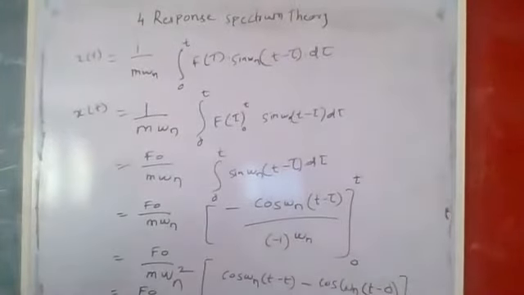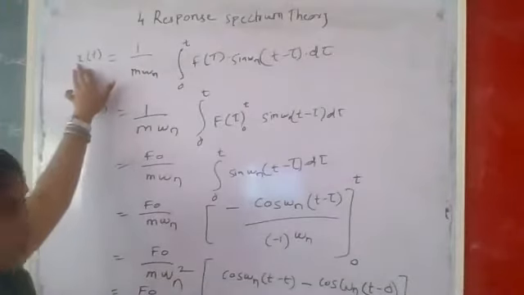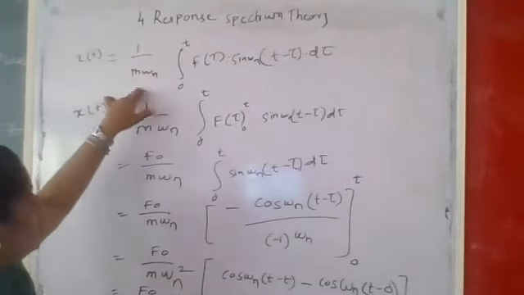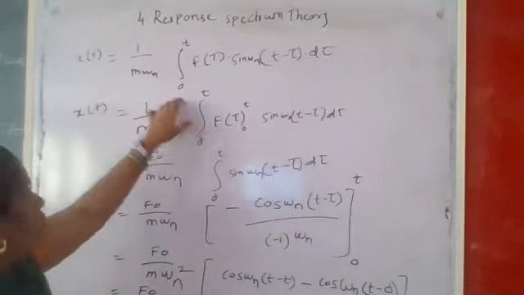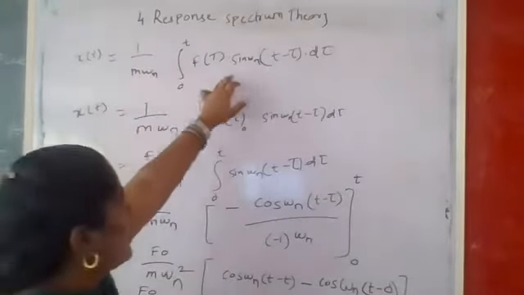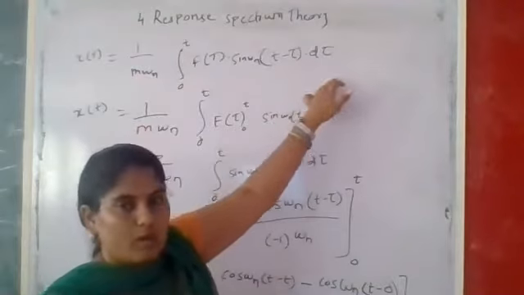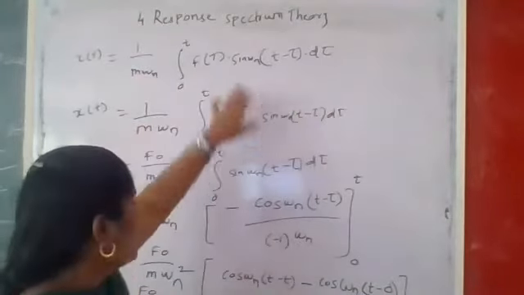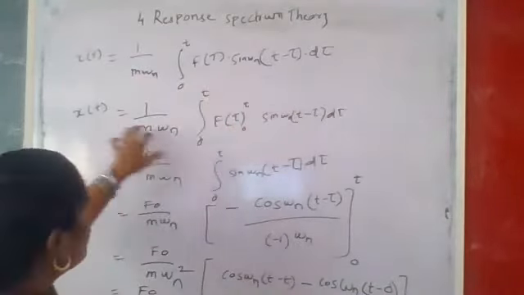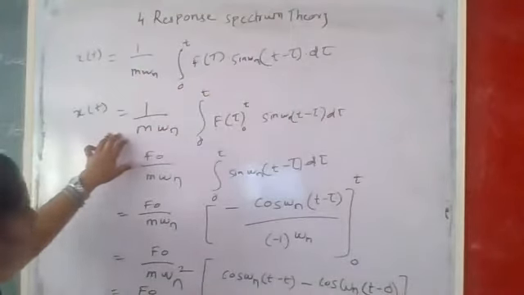Understand how I have solved this integration. We already know x of t is equal to 1 upon m omega n into the integration of 0 to t of f of tau into sine of omega n into (t minus tau) d tau. We have to solve this integration. There is a sine term here. So how to take the integration?